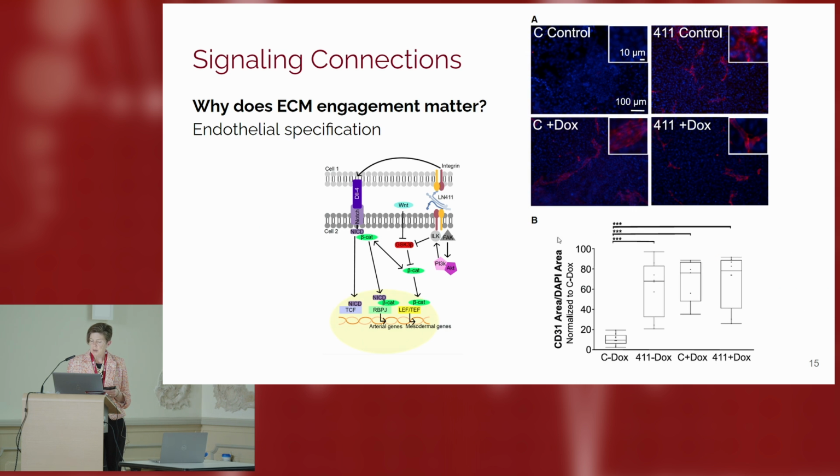We also utilized an iPS line that had a stabilized beta-catenin in the presence of DOX. And what you saw is that C indicates collagen, so collagen with DOX, you'd see very little CD31 specification. 411 without DOX, you see CD31 specification as we did in our other experiments. And if you add DOX to the type 1 collagen condition, you actually start to see CD31, but you don't see any change if you add DOX to the 411 condition. Further supporting the fact that ECM engagement somehow is eliciting beta-catenin activation and movement into the nucleus.